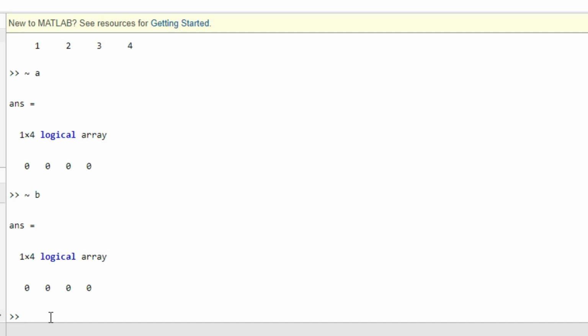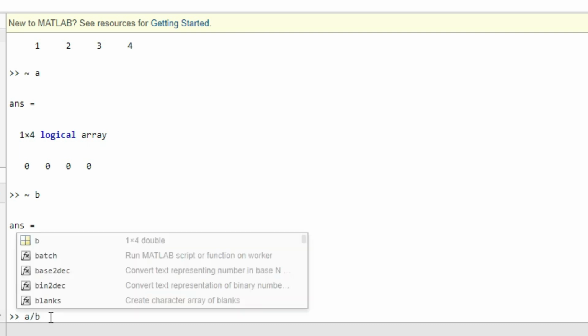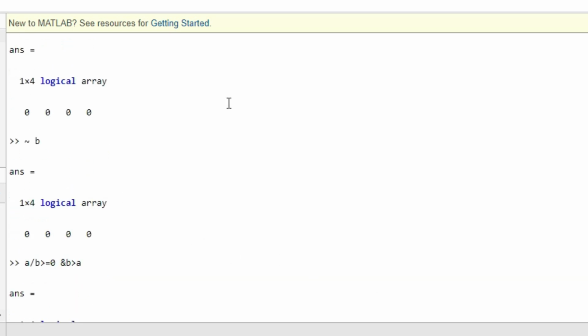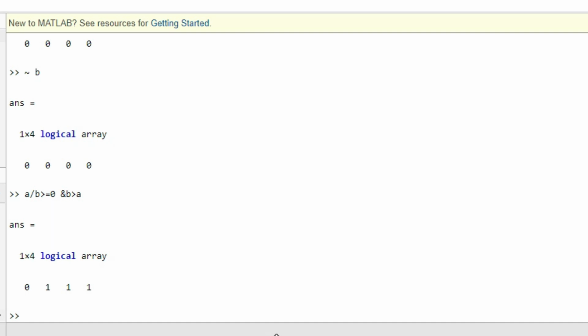So now let's try a divided by b is greater than or equal to 0 and b is greater than a. It gives 0 1 1. So at the first position it is false, because b is not greater than a, both of them are equal.